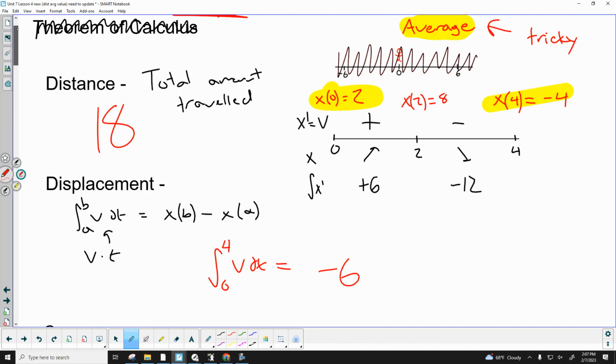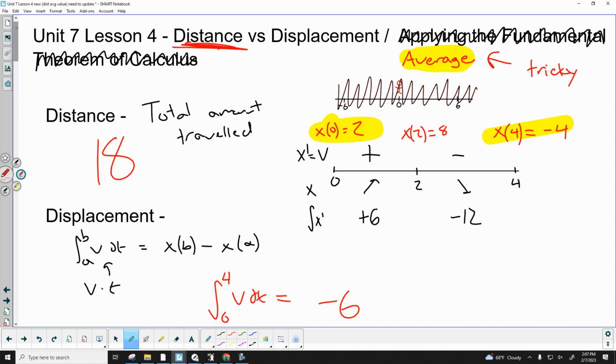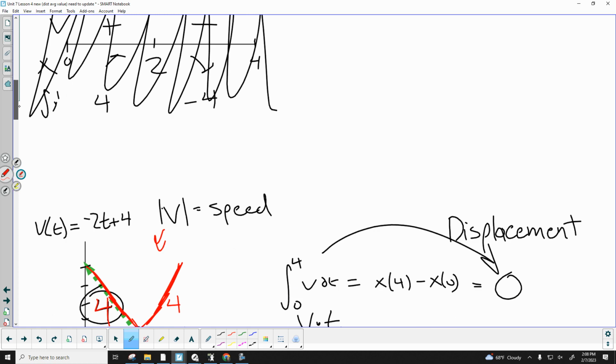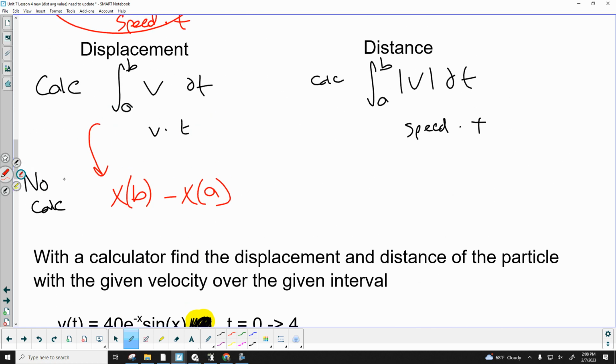Go back to the original situation. If I told you x of 0 was 2, x of 2 was 8, and x of 4 is -4, and I asked you to find the displacement, the integral from 0 to 4 of v dt, you could take the antiderivative, get a position function. It will have a c in it, but you don't need c if you're subtracting your position at time 4 minus your position at time 0. The -4 minus 2 gave you the -6. That is how you can find areas. You take antiderivatives. So don't forget this. This is what human beings had to do to find areas.